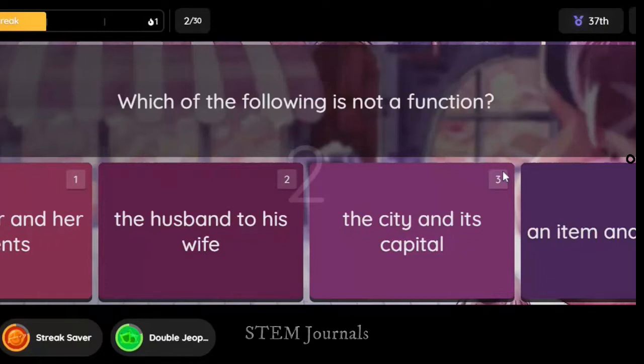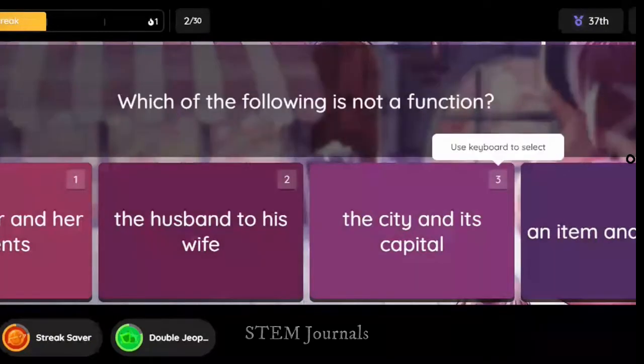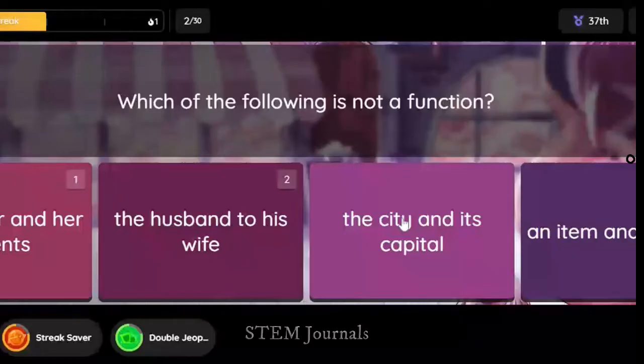Ayan. So, kanina medyo nabanggit na rin ni Sir yung about sa function. Sabi ni Sir, hindi pwedeng may nauulit dun sa ating first coordinates or sa ating x coordinates. So, which of the following is not a function? Not yung tanong, alin dito yung not a function. So, si teacher, yung husband and wife, hindi naman yan pwedeng maulit. And then sa city and its capital, meron din silang particular capital bawat city. And then item and price, meron din silang particular.